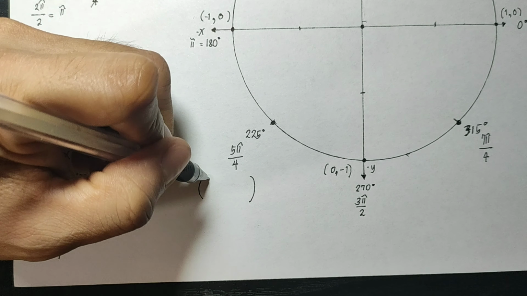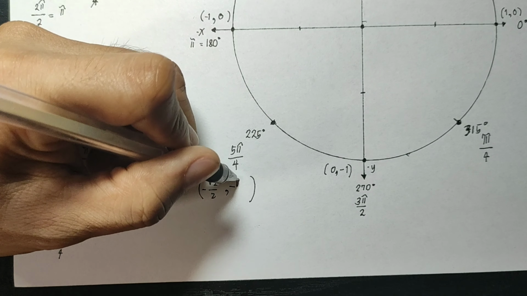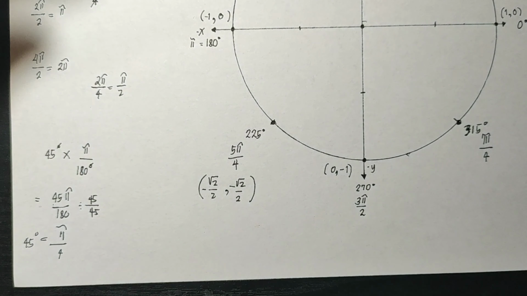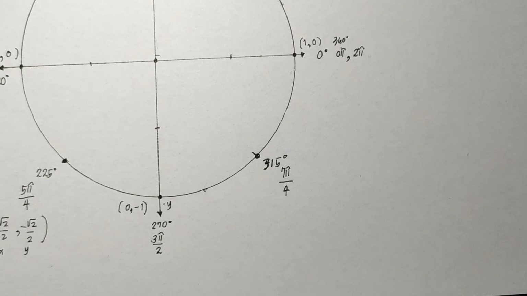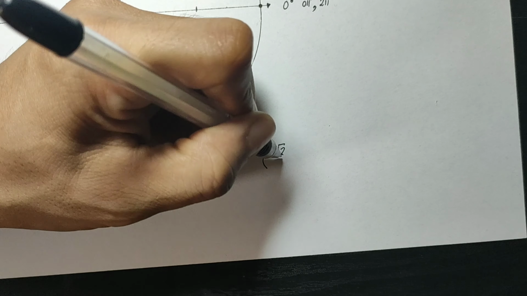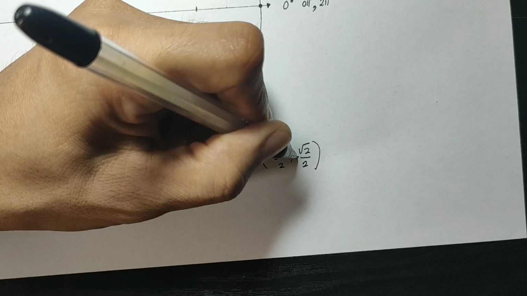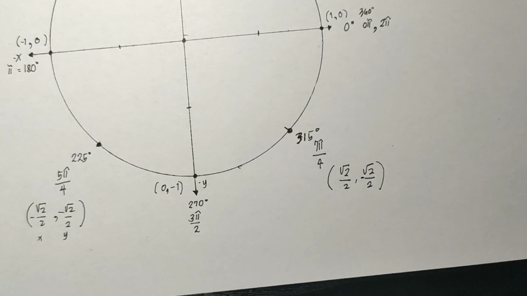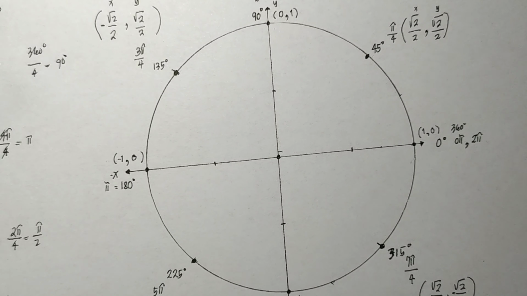So, ito ngayon siya, square root of 2 over 2, negative square root of 2 over 2, dito sa kabila. So, ito si x, ito si y. On the fourth quadrant, positive and negative naman to. Square root of 2 over 2 and negative square root of 2 over 2. Okay, so meron pa tayong kukuhanan ng measurement, no?